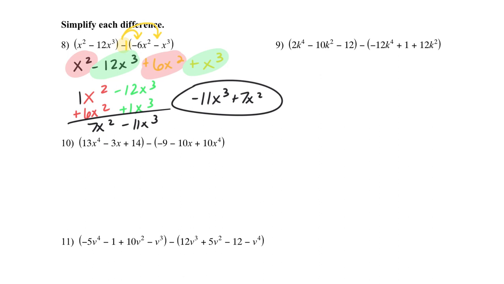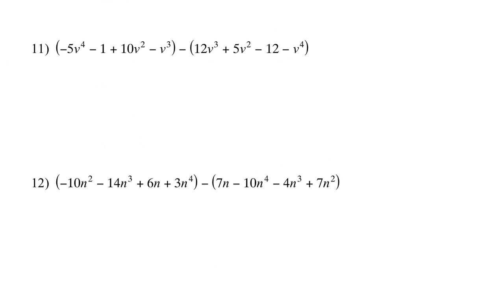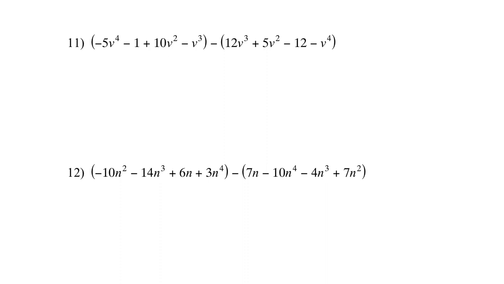Let's look at one more example. Let's go to number 11. 11 is a little bit longer. So when I look at 11, this negative becomes positive, and I have negative 12v cubed minus 5v squared plus 12 plus v to the fourth.